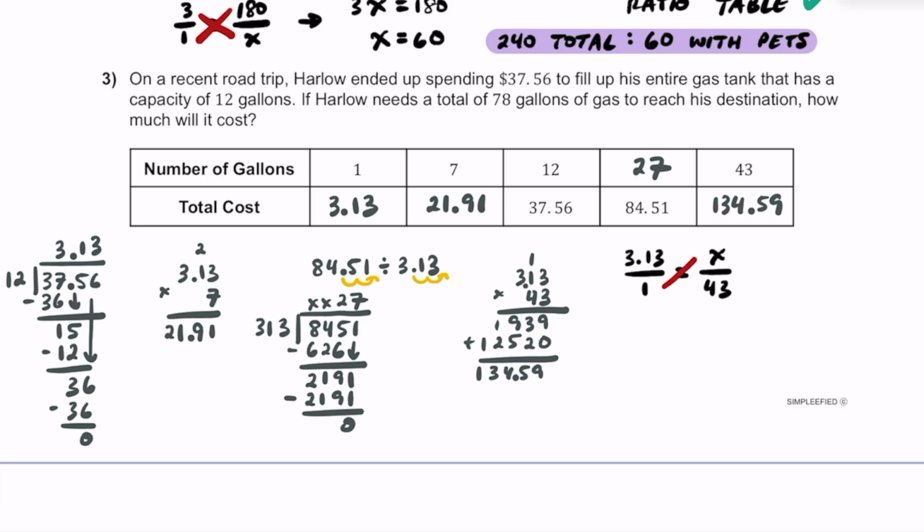This one's nice and easy because if you set it up with the 1, you can say 1 times x is just going to be 1x or just x. We actually already did this multiplication, 43 times 3.13. So as long as you set up the proportion to show it, you're good to go. So it'd be 134.59. And so summarizing this, if Harlow needed 43 gallons, this would require $134.59. That would be the ratio here, or the rate.